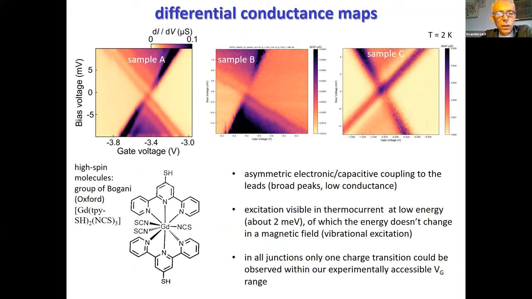So the molecule is a high spin molecule with a special arrangement. So this is a molecule that has a spin of 7/2. And what you see are three different samples, and I only zoomed in on what we call the degeneracy point. So that means that this is the point where at zero bias you are on resonance. And you see three different samples. You see that they are a little bit asymmetrically coupled because it's not a perfect triangle, where the bottom and the top are the same. But you also see that there is an excitation running through these diamonds. This excitation is around 1 to 2 millivolts in all three devices. So this gives us some kind of confidence that we are really measuring the molecule and that we have some specific features of this molecule.